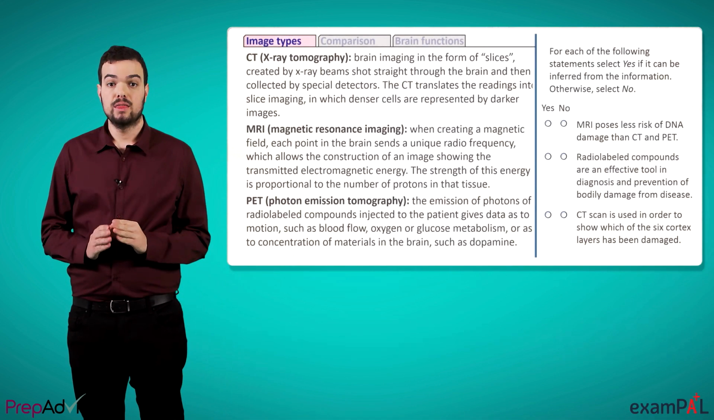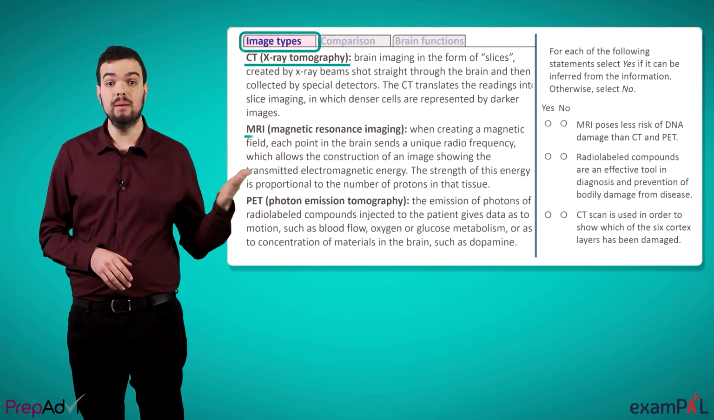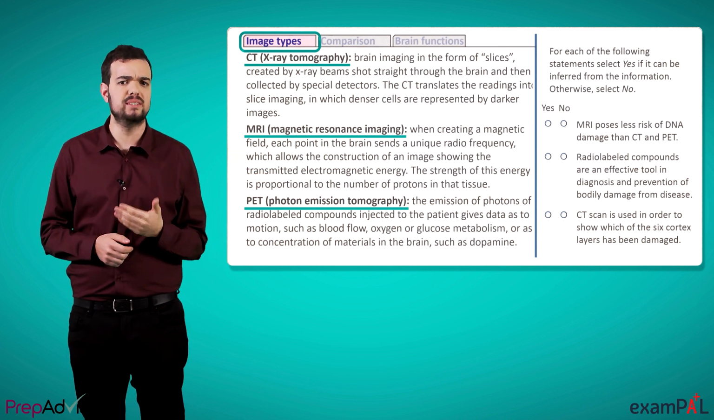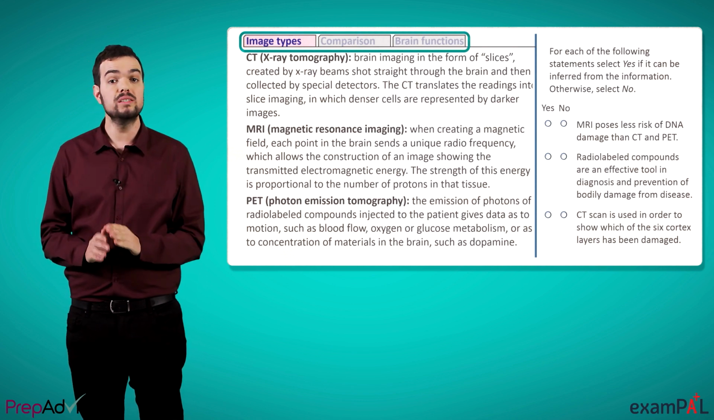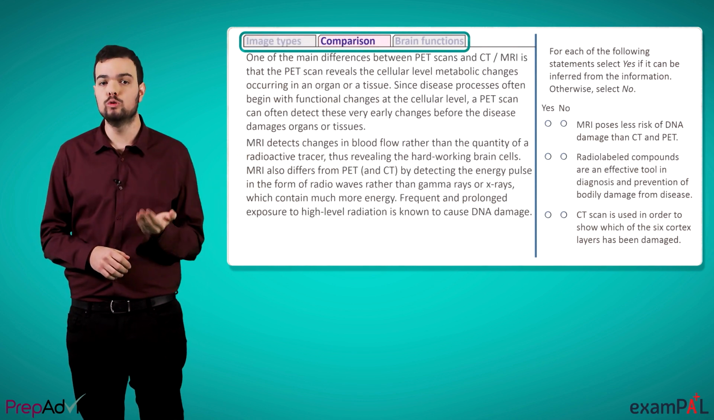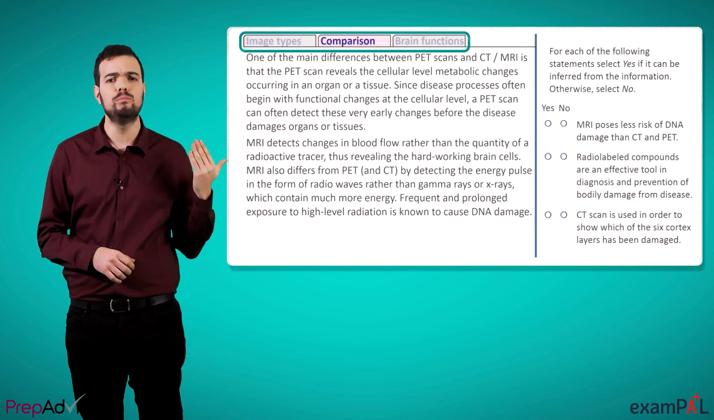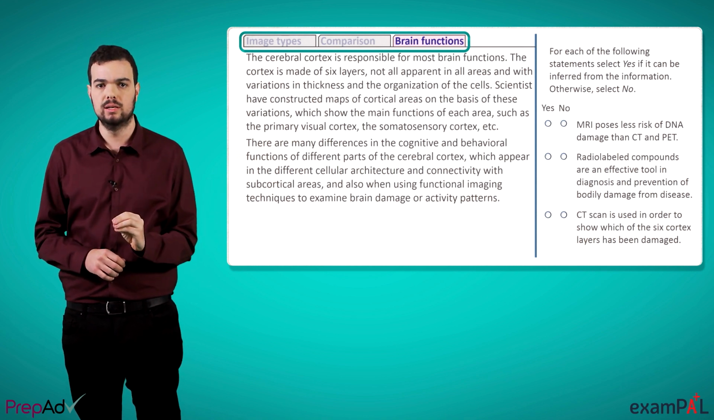So, the first thing we want to do is read the titles and figure out, what is this all about? In this specific case, the tab that is already open is image types, and the titles are CT, MRI, and PET. These are explanations of various types of imaging techniques used in science or medicine. Then we have 2 other tabs. One is called comparison, so we can assume we'll compare the different techniques in some way. And the other is something about brain functions. We'll see what exactly once we start answering our questions.